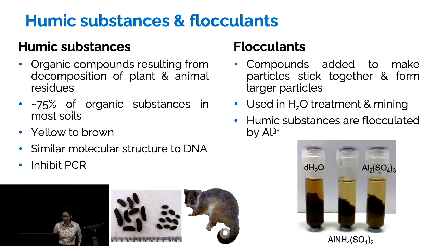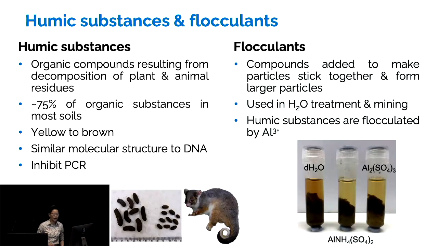So before I go through our method, just some background. Humic substances are organic compounds that result from the decomposition of plant and animal residues. They account for approximately 75% of the organic substances in most soils. They're yellow to brown in colour, and importantly, have a similar molecular structure to DNA. So when you do a standard DNA extraction, the humic substances get co-purified. These actually also inhibit PCR reactions and other molecular methods. So as you can imagine, if you do a standard DNA extraction on possum scat, you'll end up with a heavily contaminated sample that then inhibits your subsequent testing.